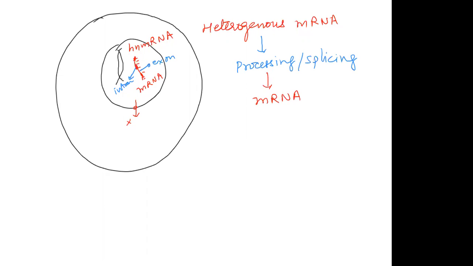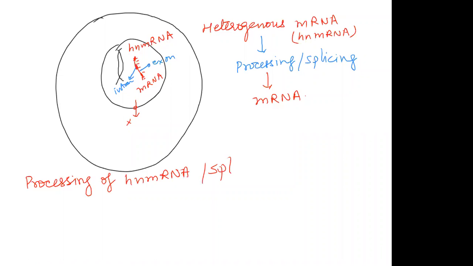So still it is hnRNA. And so let us talk about the processing. So how the process of processing occurs of hnRNA, or I'll call it as splicing. So if it is asked how mRNA is synthesized in eukaryotes, तो आपको you have to include the splicing part also. So this will be a big full marks, 5 marks question.